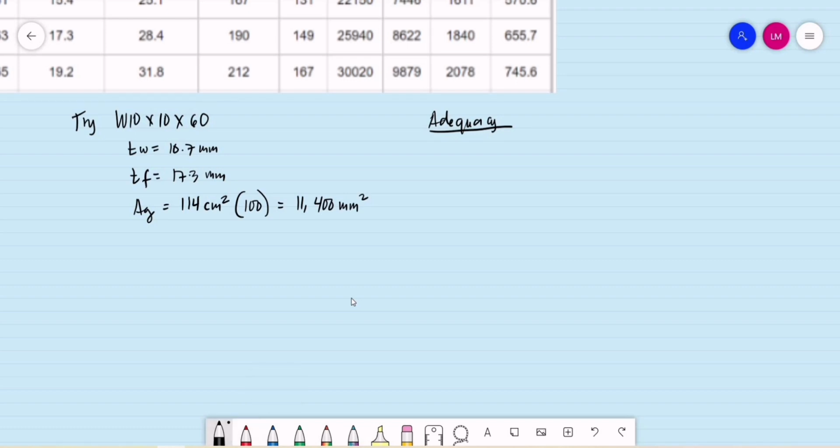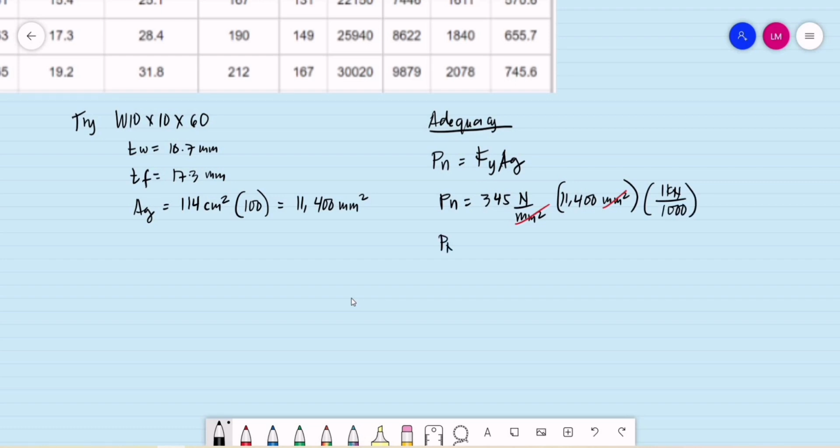So let's have the Pn. Pn is basically equal to the Fy times the area gross. So for Pn, Fy is, a while ago, 345 megapascals, the newtons per square millimeter. Area gross for this W10 by 60 is 11,400 square millimeters. If we do unit analysis, cancelling newton per square mm, the remaining unit is newtons. So to be multiplied by 1 kilonewton is to 1,000 newtons.